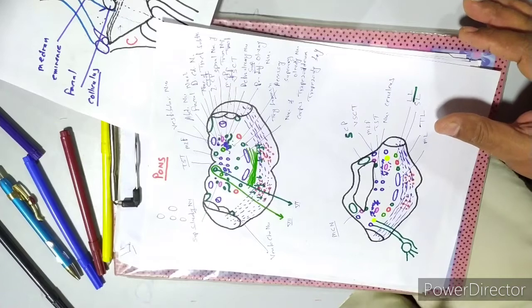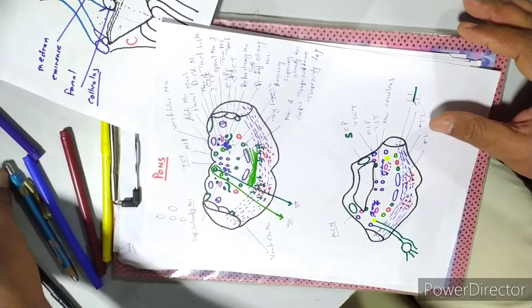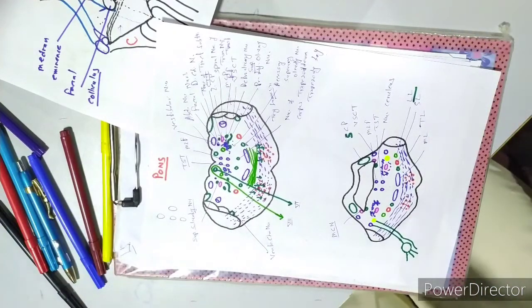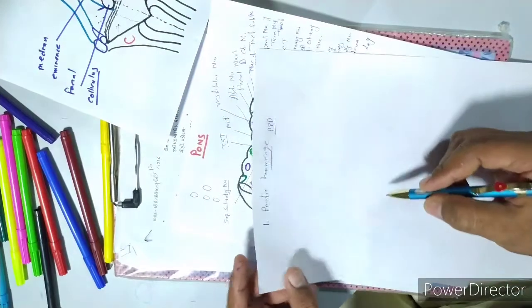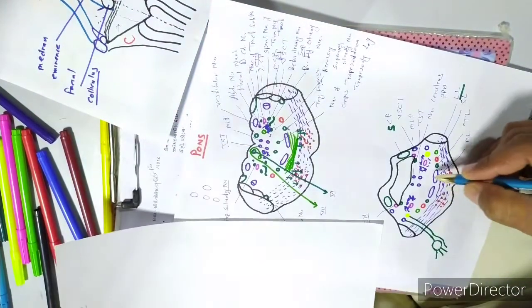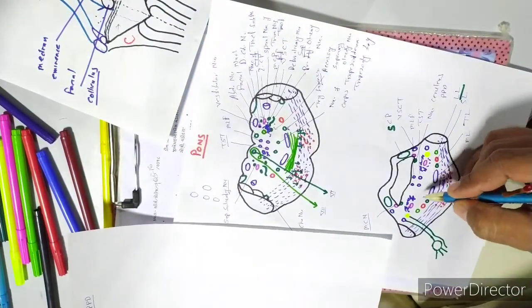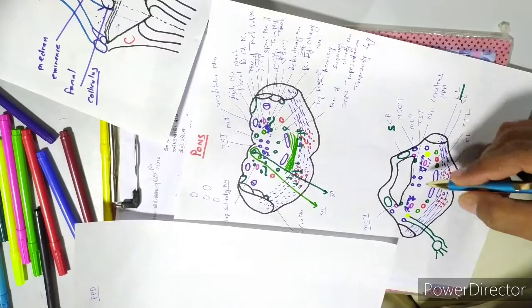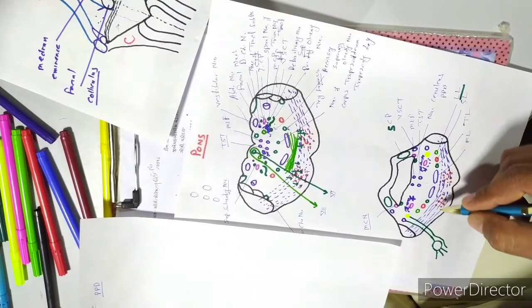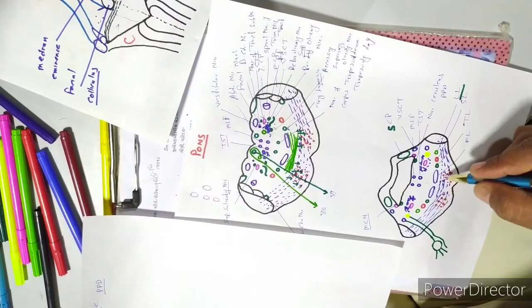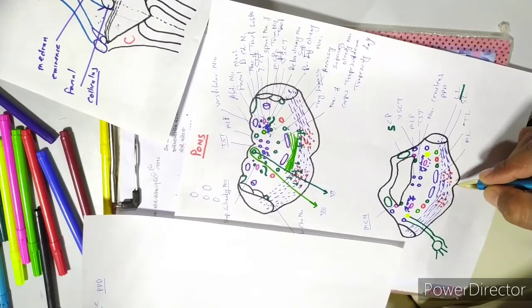Clear? Now, what is the clinical anatomy of the pons here? It's very important clinical anatomy. Pontine hemorrhage: the blood vessels which supply the pons rupture inside the pons, and complete paralysis occurs due to the loss of the corticospinal and corticobulbar fibers. Okay, that is one thing.